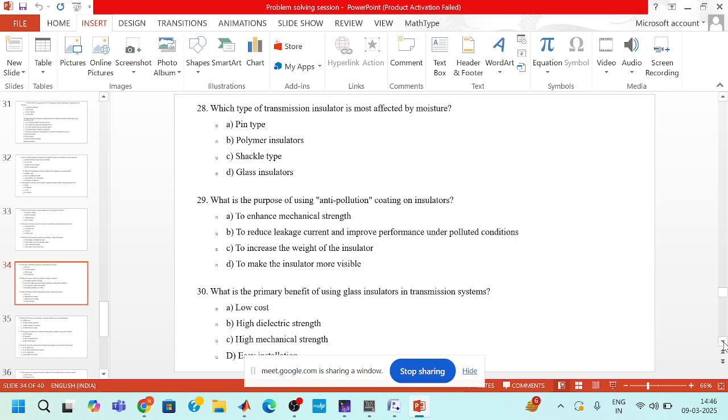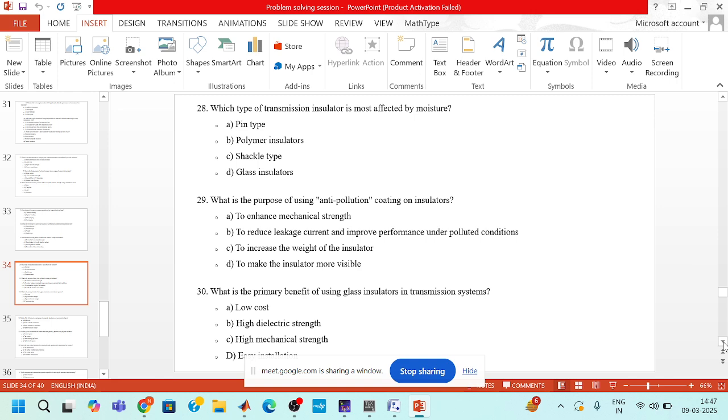Is there any chance of glass insulators? No? No idea, madam. Okay. Polymer insulators is the correct answer, which is most affected by the moisture. Option B is correct.